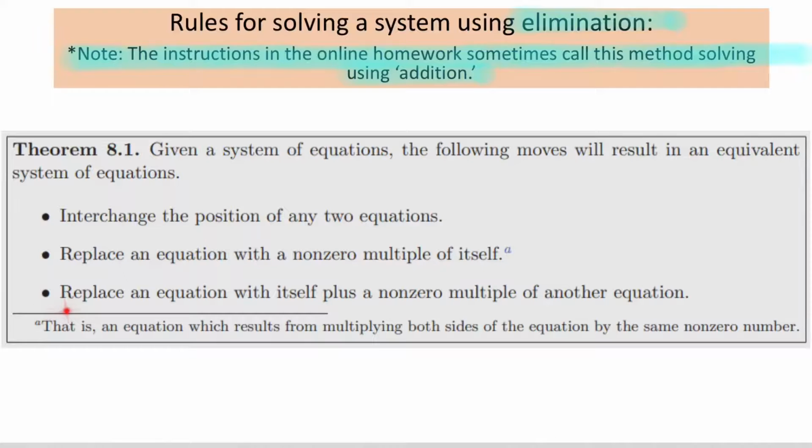And the last one is not so obvious, but it does allow you to have an equivalent system. You're going to still get the same solution. And this one says you can replace one of the equations with itself plus a non-zero multiple of one of the other equations. All right, so believe it or not, that's a valid maneuver which still allows you to get the same solution.